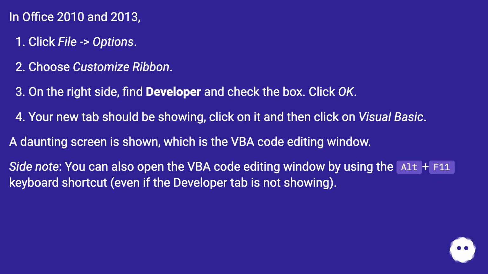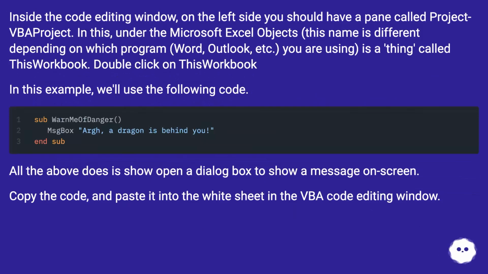A daunting screen is shown, which is the VBA code editing window. Side note, you can also open the VBA code editing window by using the Alt plus F11 keyboard shortcut, even if the Developer tab is not showing. Inside the code editing window, on the left side you should have a pane called Project VBAProject. In this, under the Microsoft Excel Objects, this name is different depending on which program, Word, Outlook, etc. you are using, is a thing called ThisWorkbook. Double-click on ThisWorkbook. In this example, we'll use the following code.